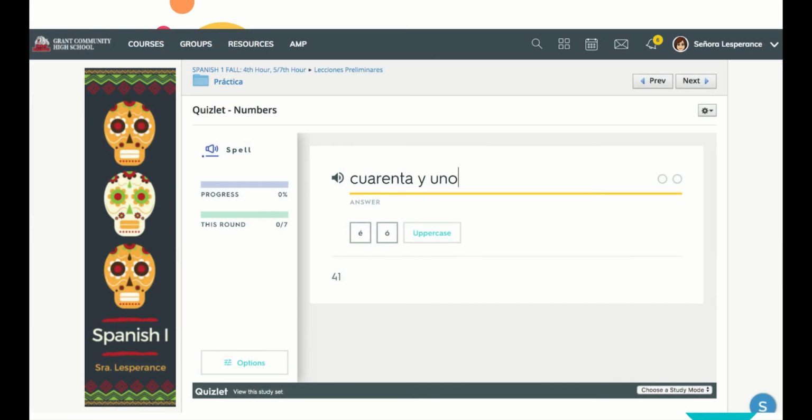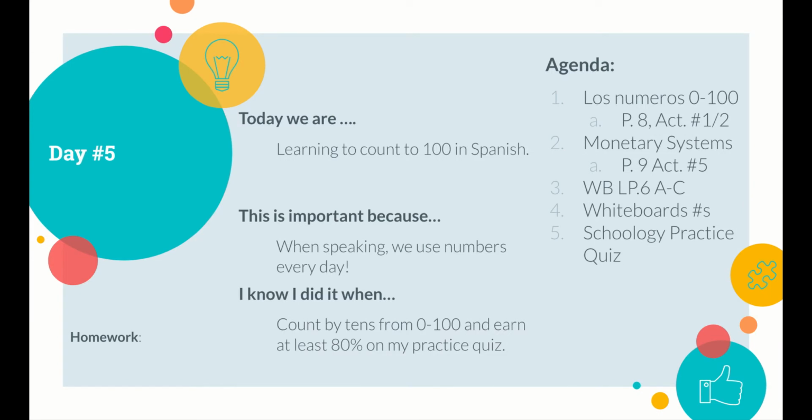So this is Quizlet with Spell. They would see 41 at the bottom, type 41, and Quizlet will tell them whether or not it is correct. And I can see through a program called GoGuardian all of their screens at once to see how many they're getting right, where they're going wrong, and to make sure everyone's on task.